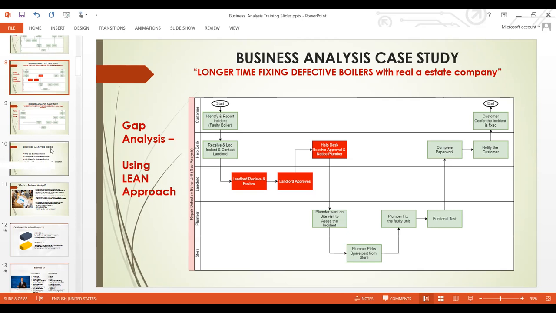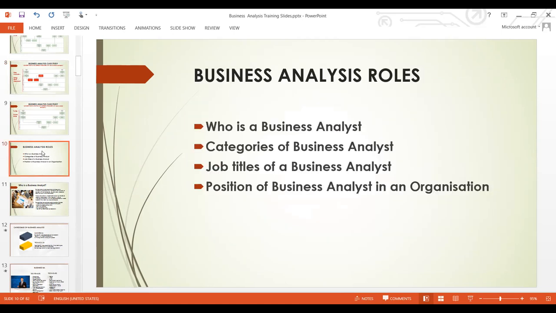So now we move back to roles in business analysis. And then we are going to look at it this way. Who is a business analyst? Categories of business analyst, job title of a business analyst, position of business analyst in an organization.